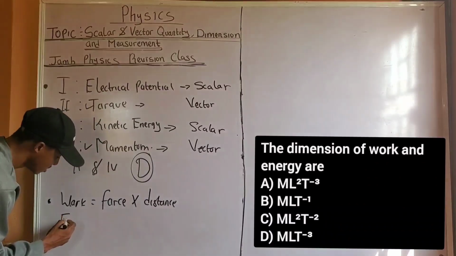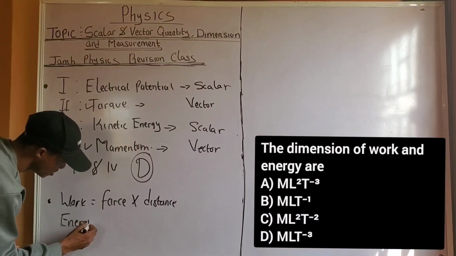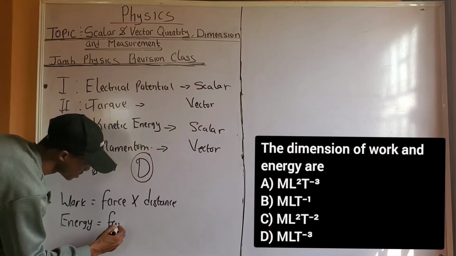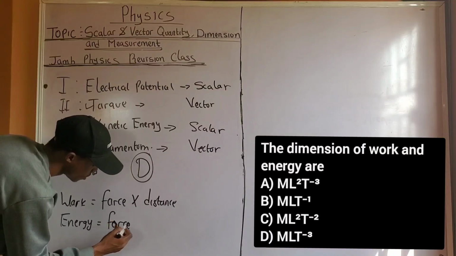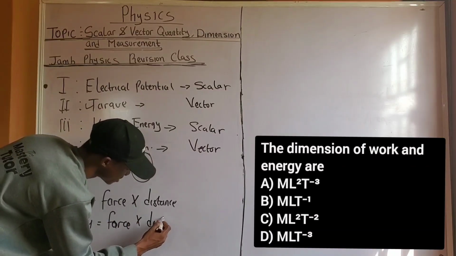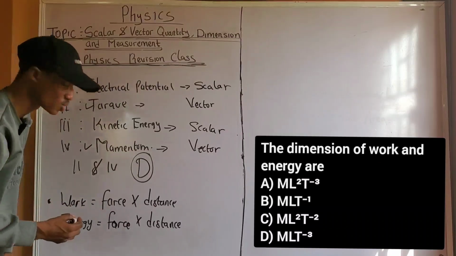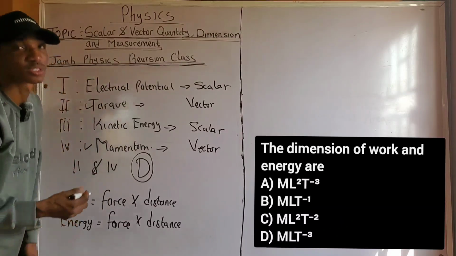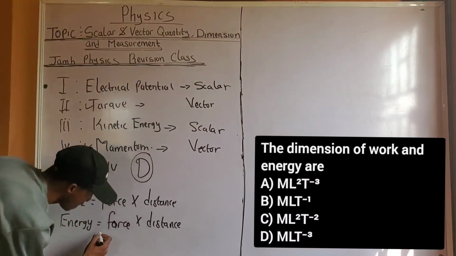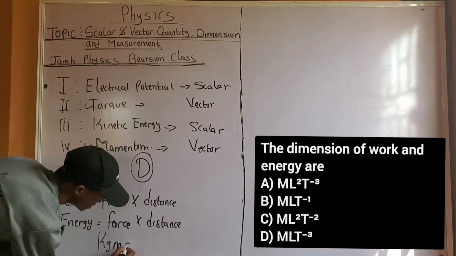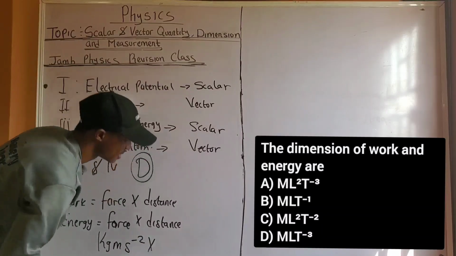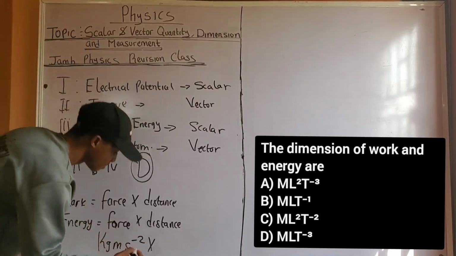Also, energy is equal to force multiplied by distance. Now, force is measured in Newton, do you know? And Newton is what? Kilogram meter per second squared multiplied by distance. Distance is measured in meters, so I'm going to have multiplied by m.